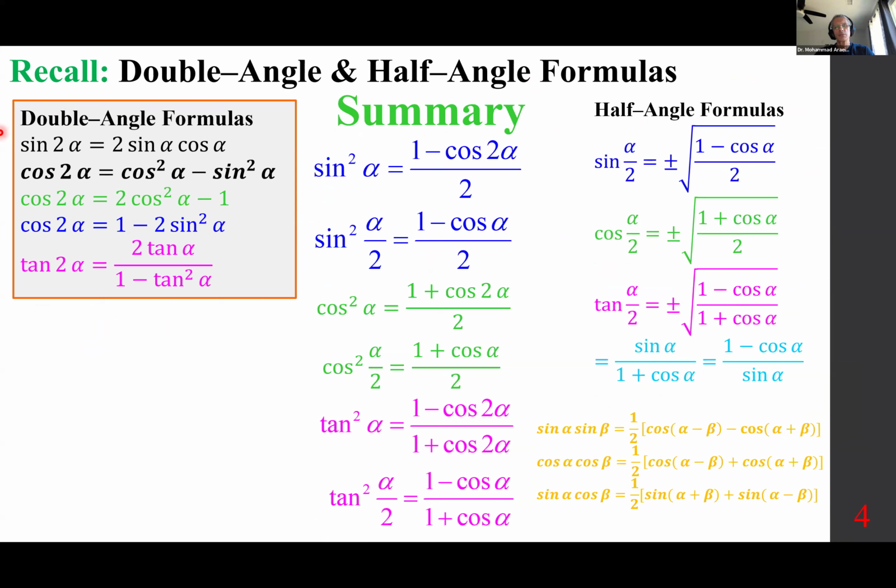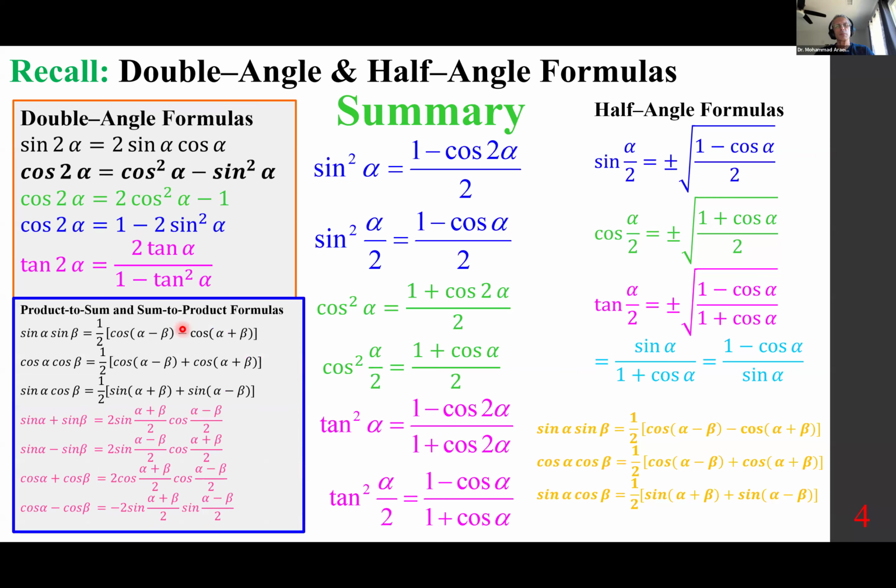Half angle formulas. Product to sum and sum to product. This is the synopsis of what we have covered. You can find all these formulas in previous notes, and we're going to move on now.